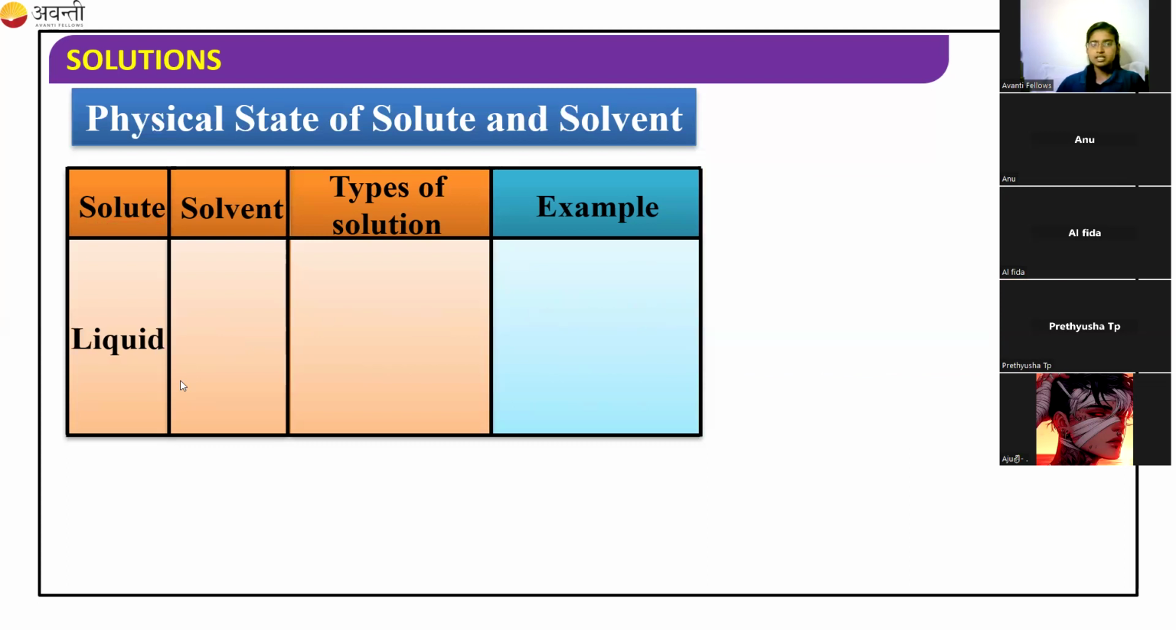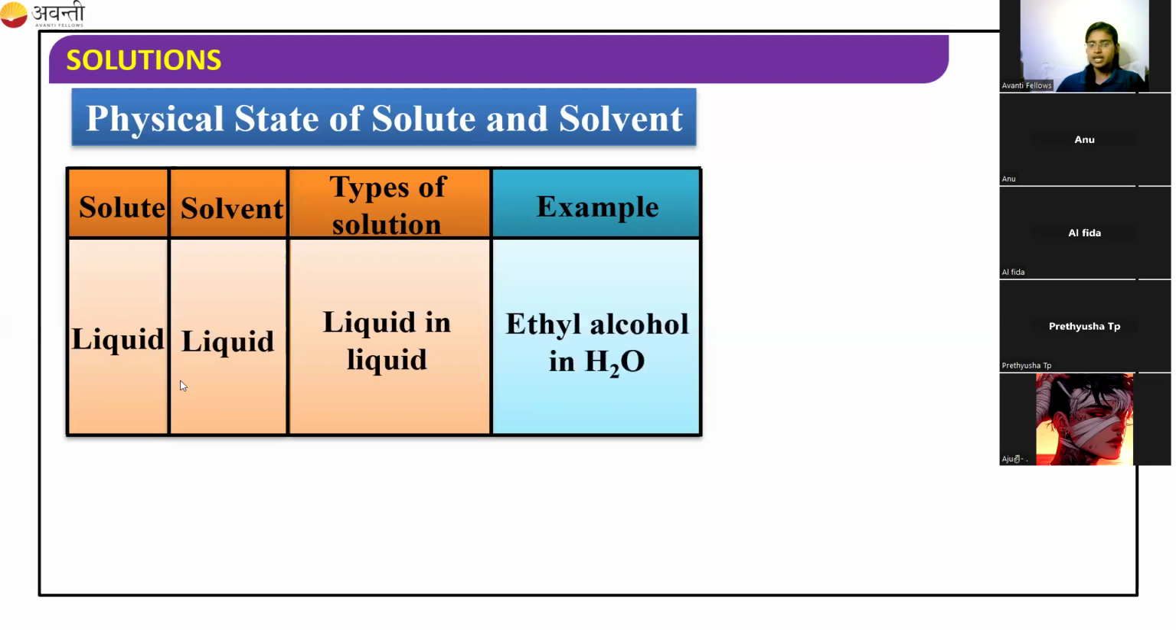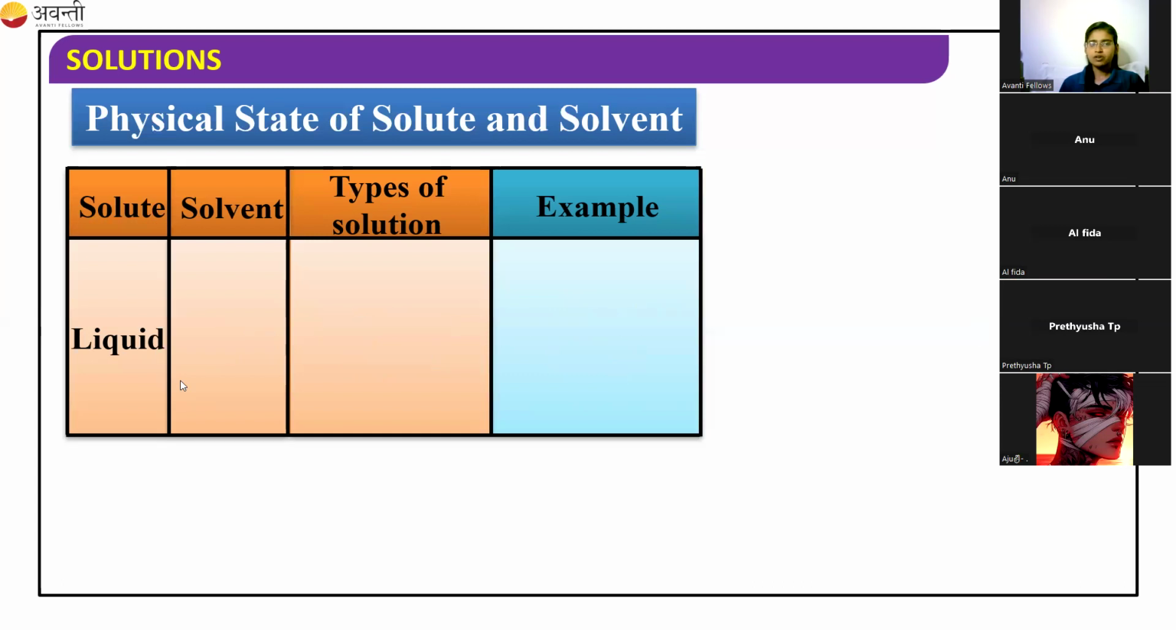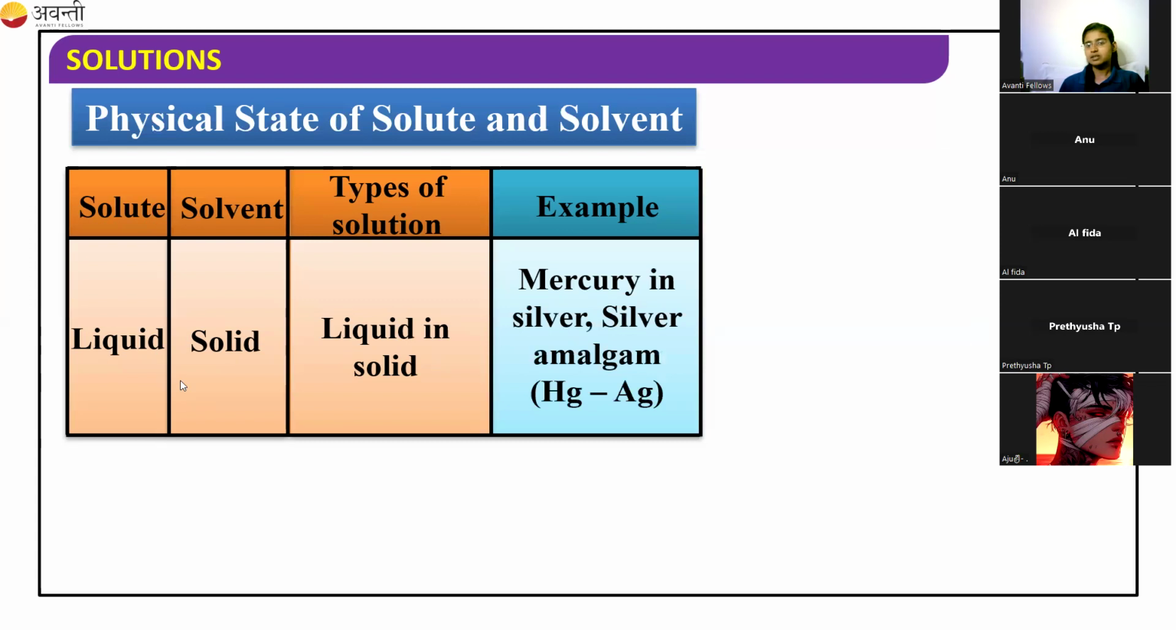Next, the solute is liquid again and the solvent is also a liquid. Liquid and liquid means ethyl alcohol and water. Like in all the drinks we are having, ethanol is dissolved in water. So water is there and ethanol is getting dissolved. Both of them are liquid here, ethyl alcohol in water. And in the third case, the solute is liquid and the solvent is taken as solid. So this is a liquid and solid type, and the example is mercury in silver.